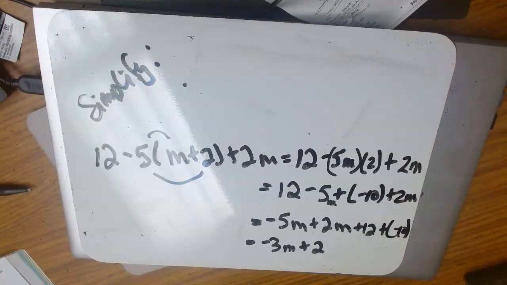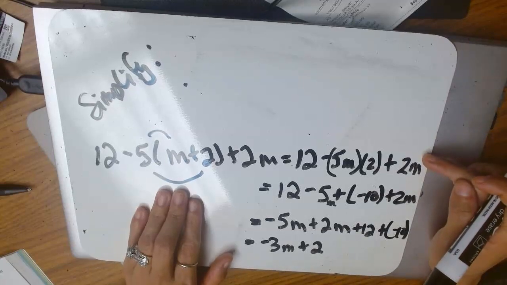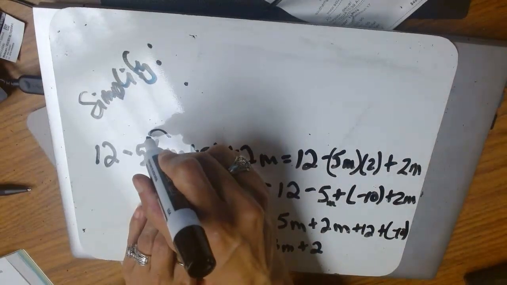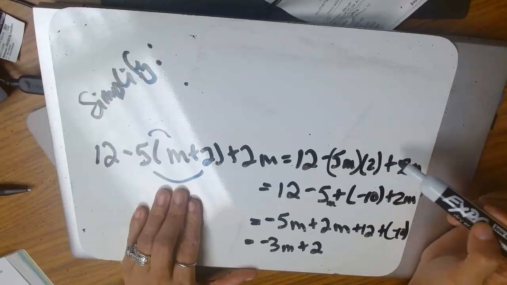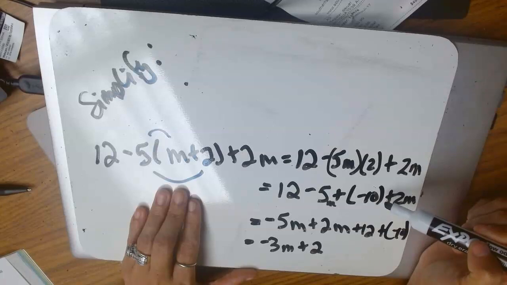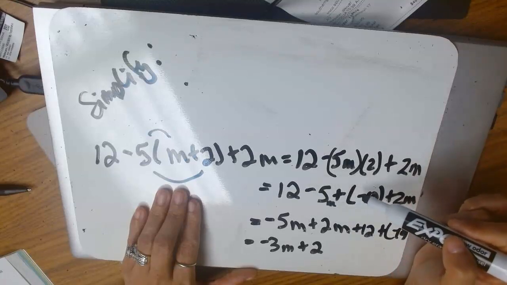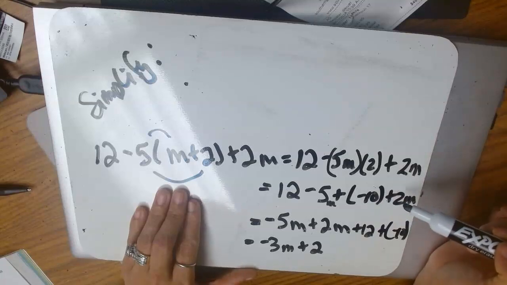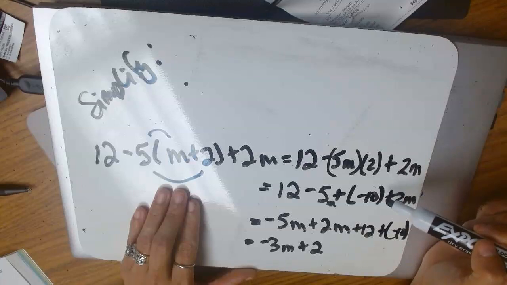Okay, let's talk about what just happened. So here's our original problem. This is how we're going to rewrite it when we're doing what it's asking, 5 times m plus 2. So when you rewrite it, it's going to be 12 minus 5m times 2 plus 2m. Now then, you are going to follow the following step after that. Now it's going to be 12 minus 5m plus negative 10 plus 2m. Because what we did is we multiplied 5 and 2, that equals 10.